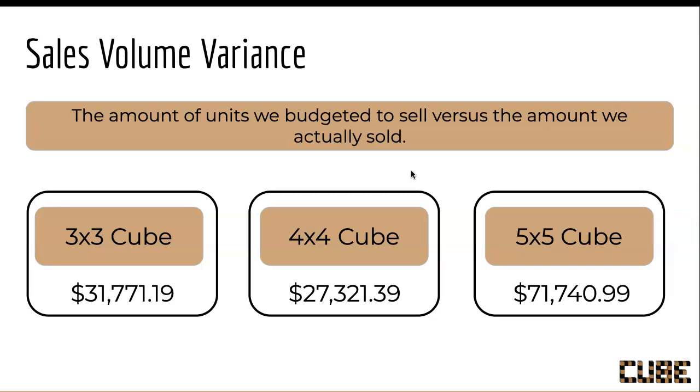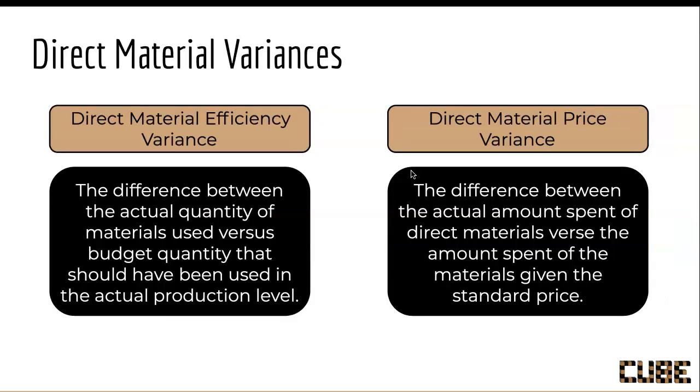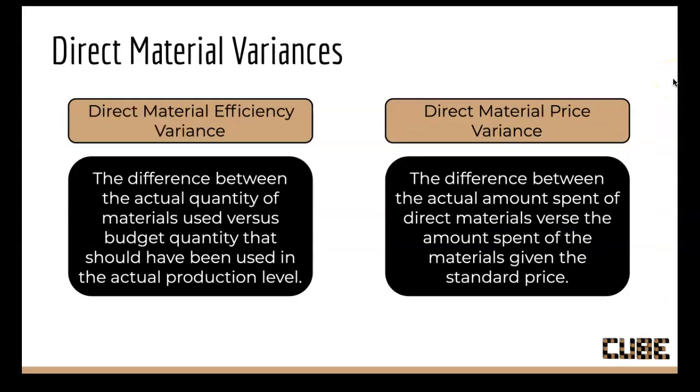So for our 3x3 cube, we had a variance of $31,771.19. For our 4x4 cube, we had a variance of $27,321.39. For our 5x5 cube, we had a variance of $71,740.99. Now I'm going to talk about our direct material variances.